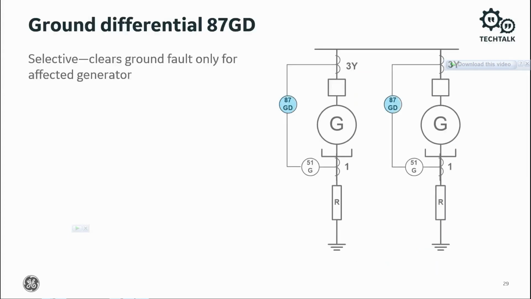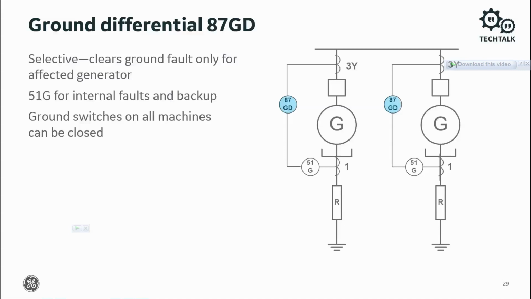Another method for generator ground fault protection is ground differential 87GD. It's very selective. It clears generator ground faults per generator. You can use the 51G elements to detect catastrophic internal faults and for power system backup. An advantage of ground differential is that the ground switches on all the machines can remain closed.